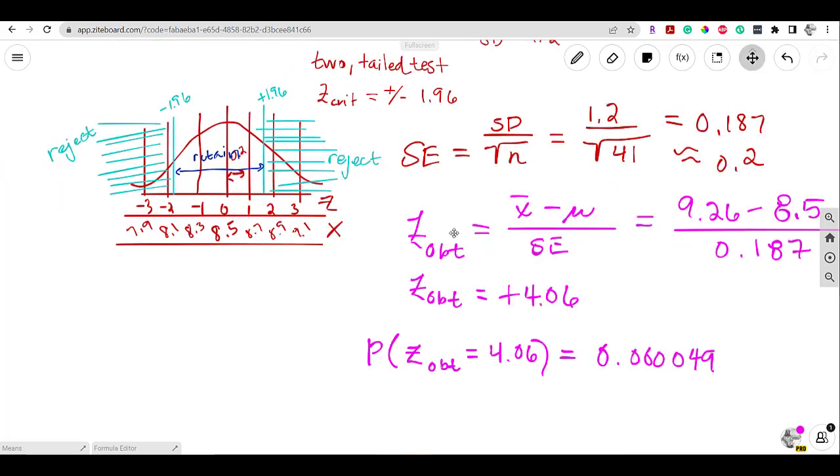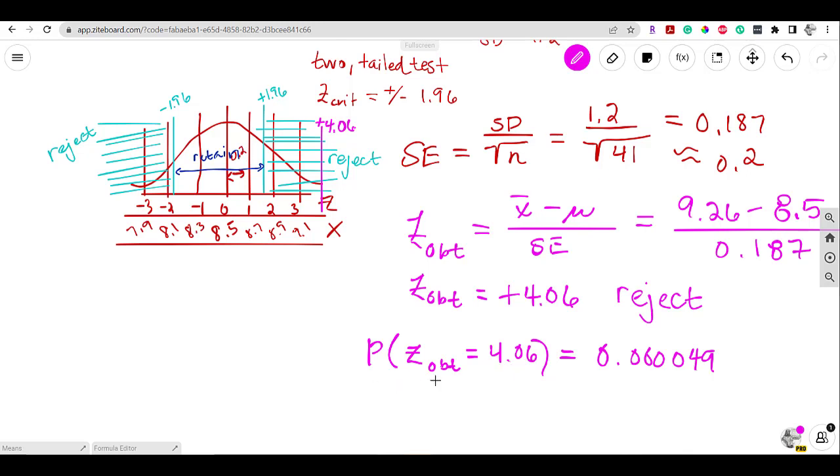Okay, so now I need to compare where my z obtained falls on my model. So here is 0 z-score, 1, 2, 3, 4 is all the way out here. So a z-score of 4 is going to be all the way out here. This is a z-score of positive 4.06. So it falls in the area of rejection.